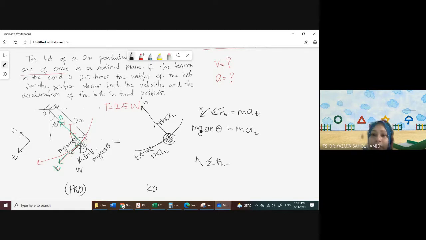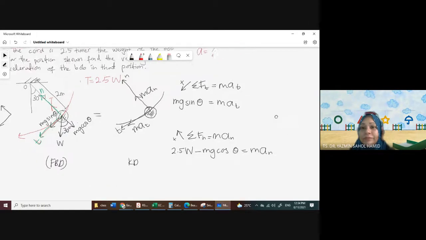In the FN direction, our positive direction is upward. MAN. So in the N direction, what do we have? We have the tension of the cable, which is 2.5 the weight. What else? That is positive. And then we have negative mg cos theta. Those are the only two. Equals to MAN.